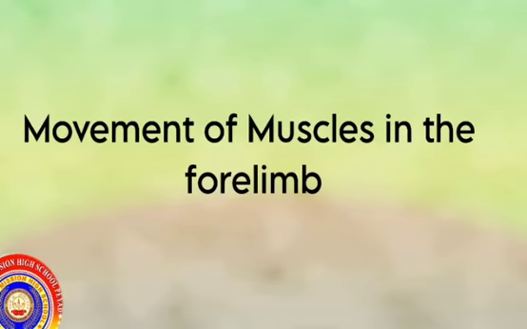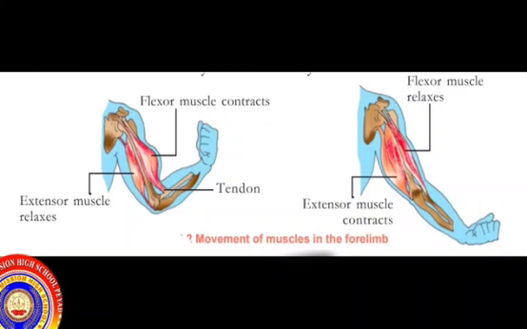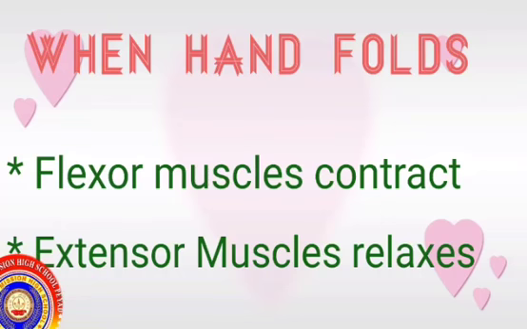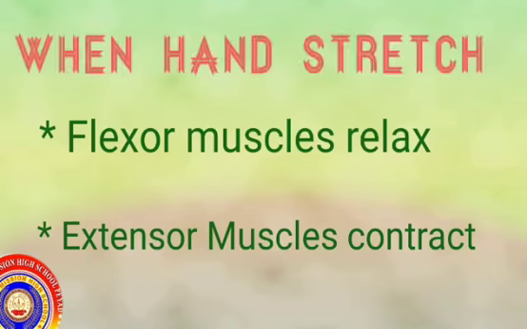Our next topic is the movement of muscles in the forelimb. There are two types of muscles in the hand. One is the flexor muscle and another one is the extensor muscle. When we fold the hand, the flexor muscles contract and the extensor muscle relaxes. When we stretch the hand, the flexor muscles relax and the extensor muscle contracts.